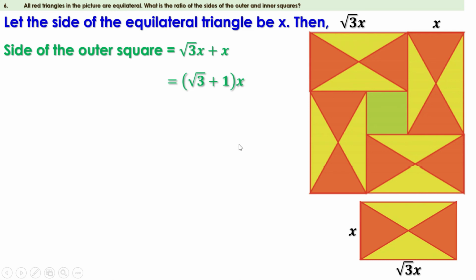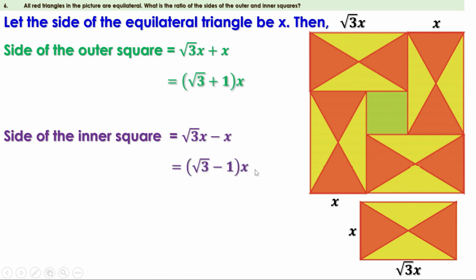Now, let us find a side of the inner square. This length is root 3 x. Therefore, this length is also equal to root 3 x. This is the breadth of the rectangle. Therefore, it is x. This is root 3 x and this is x. Therefore, the length of the inner square is root 3 x minus x. x can be taken outside and we can write this as (root 3 minus 1) into x.